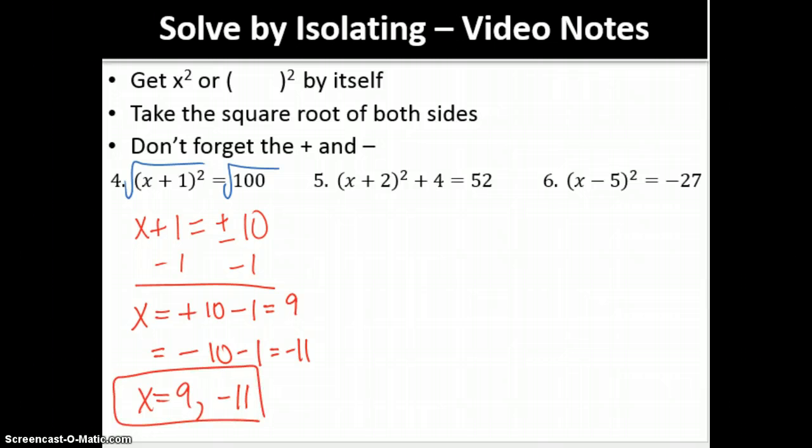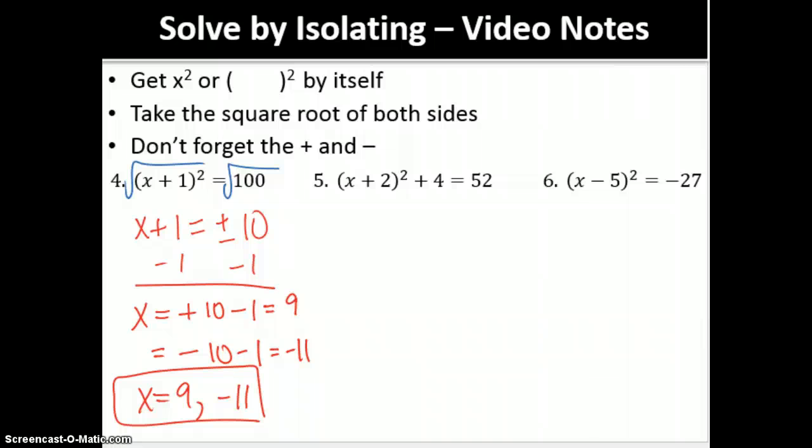Those two things will work here for x. And you could plug in real quick and check. 9 plus 1 is 10, squared is 100. Negative 11 plus 1 is negative 10, squared is 100.